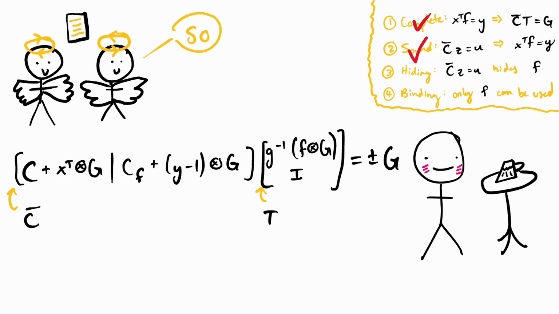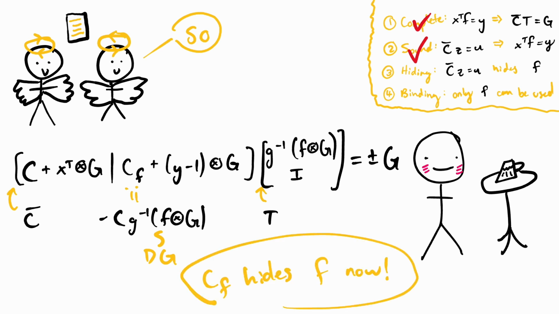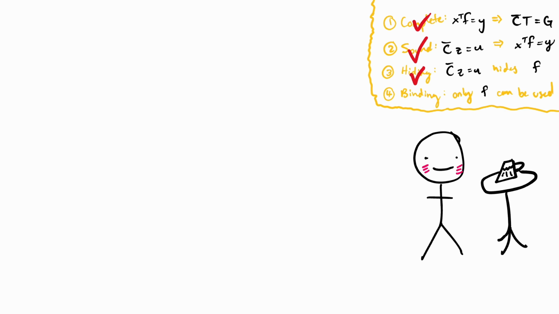Okay, so now our verification equation looks like this, where CF is negative C G inverse of f tensor G. And because we did this pre-image sampling, we get a vector that is sampled from the discrete Gaussian, and that now hides f. Yay! Okay, we get hiding down.